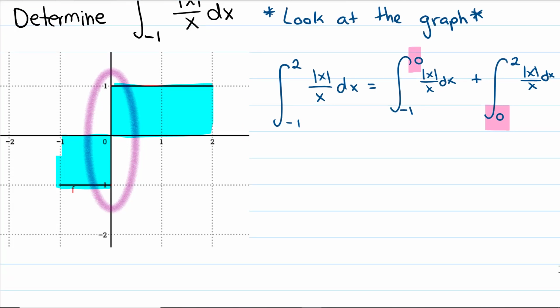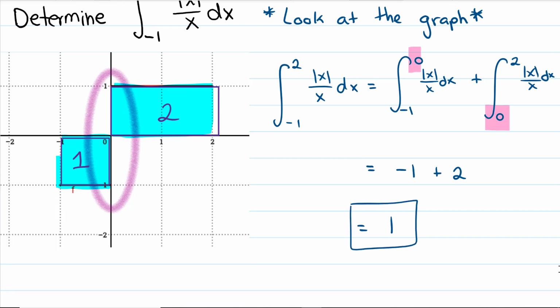So the area underneath this section from -1 to 0, this section right here, is going to be 1. And this area right here is going to be 2. So this becomes -1 plus 2. So the answer is 1. That's it. Whenever you have a discontinuous graph, you split up the integrals so you find the integrals of the continuous portions.